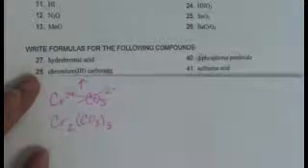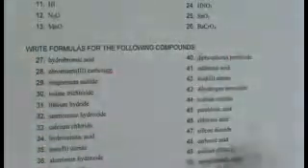Now, this is where your crisscross rule is going to come in. So I'm going to cross here, I'm going to cross here. So you get Cr2(CO3)3. Remember to put your parentheses, because what we're saying is that we actually have 3 of these groups. So it's important that you put your parentheses there. Sulfurous acid is going to be H2SO3. And we're going to go through those, so don't worry so much about the acids.